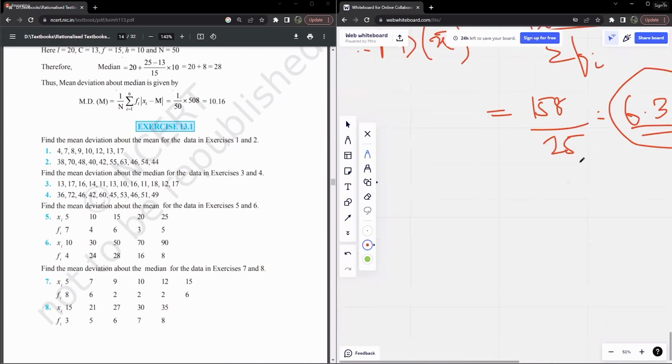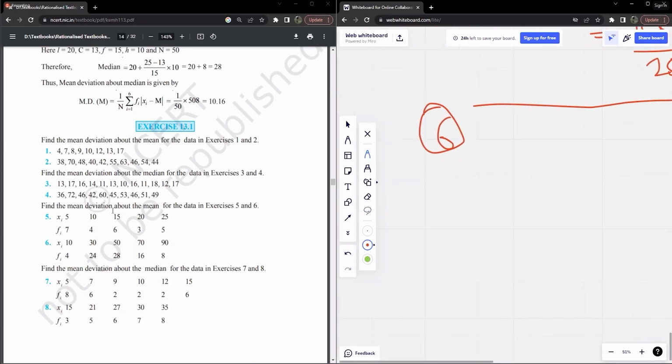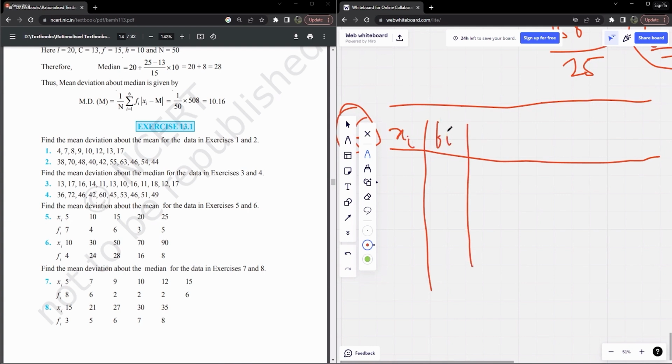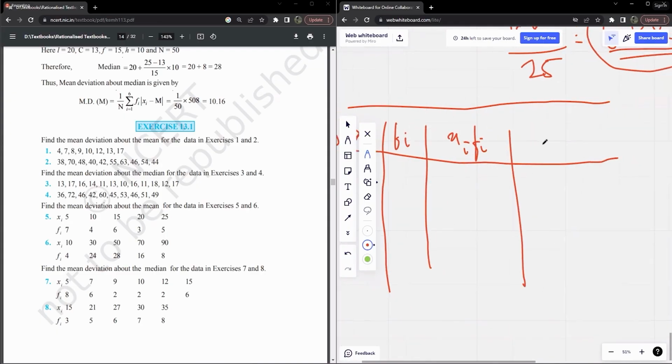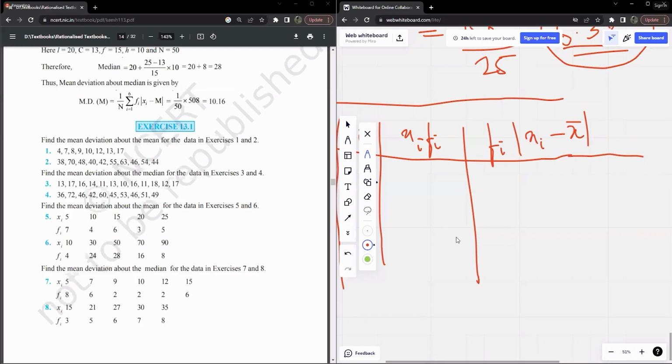So now you have question number 6. Again, dealing with grouped data, mean deviation about the mean. So I'm going to draw a very similar table to the one above. I'll have the headings xi, fi, the header xi times fi, and the header fi times mod of xi minus x bar. Again, we have 5 classes. That is 10, 30, 50, 70, and 90. So we have 10, 30, 50, 70, 90.